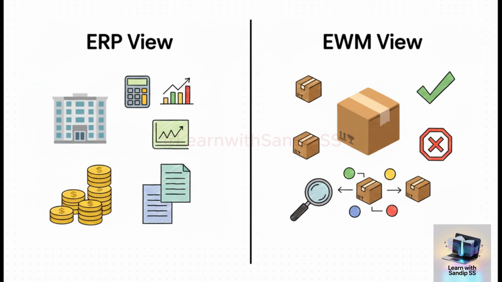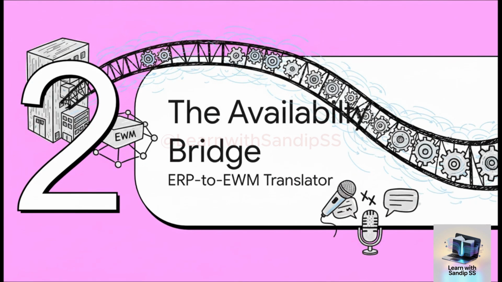But on the right, EWM needs to know the real story. It's asking questions like, is this stock damaged? Is it going through quality inspection? Can my team actually pick it for an order? And that's where these very specific EWM stock types become absolutely essential. So we have these two systems speaking totally different languages. How in the world do we get them on the same page?